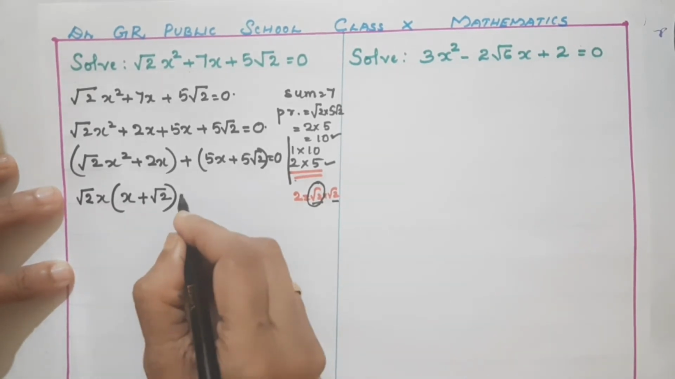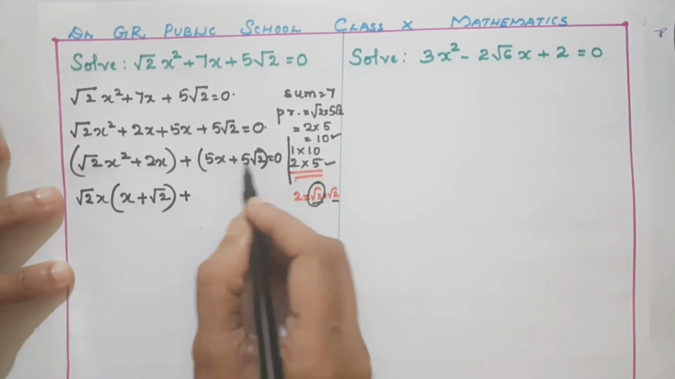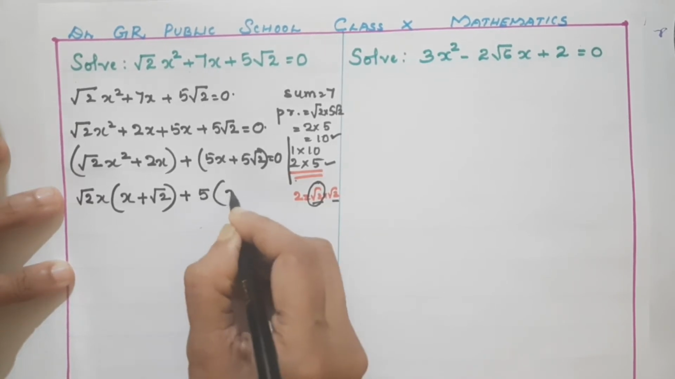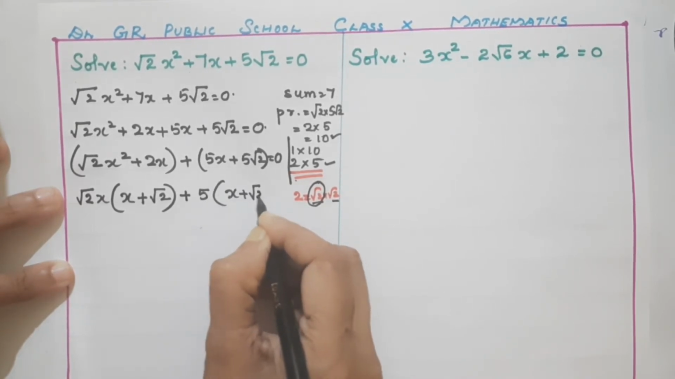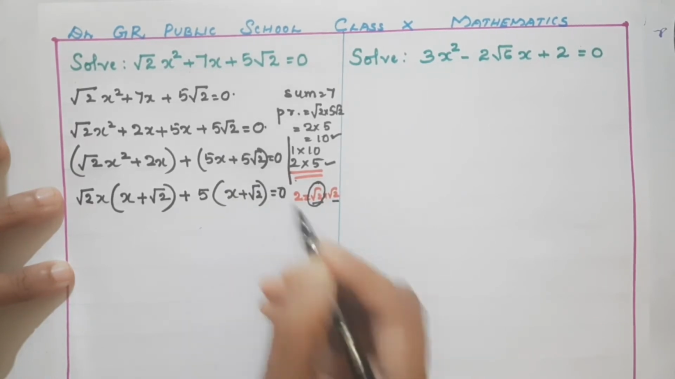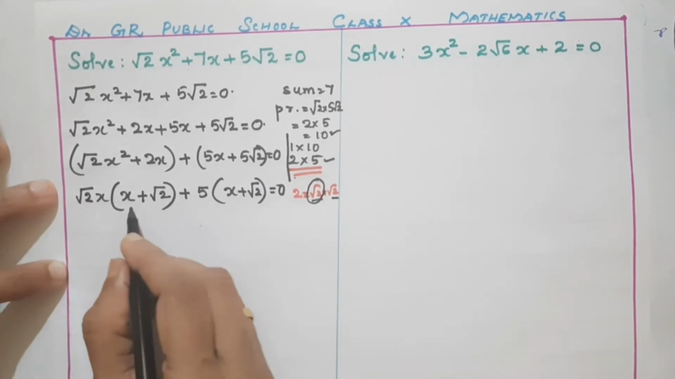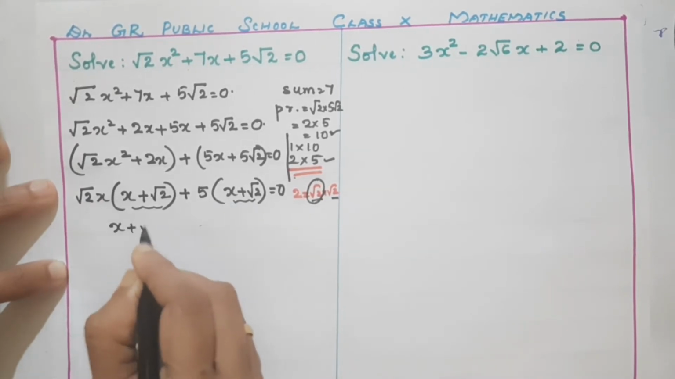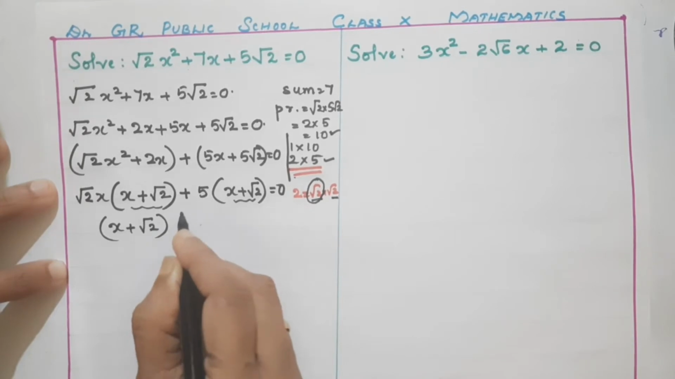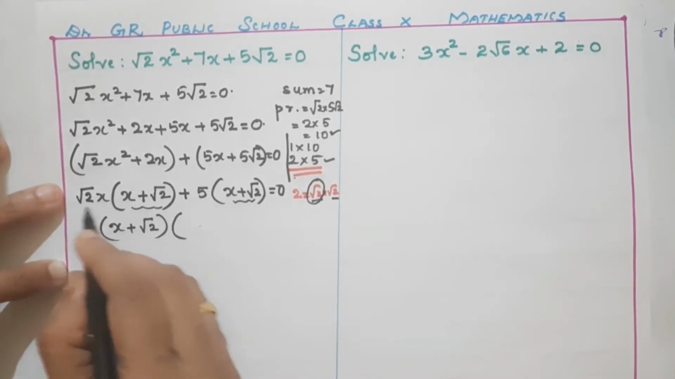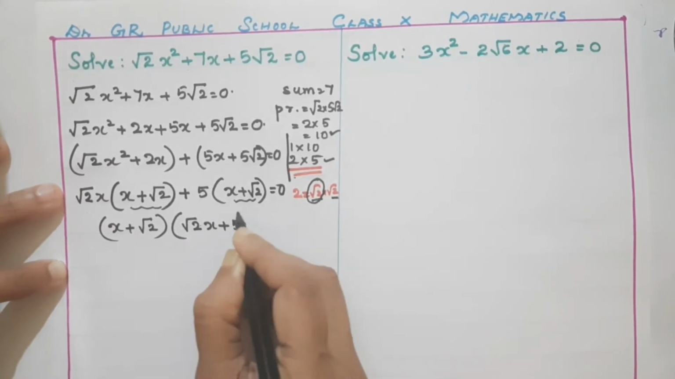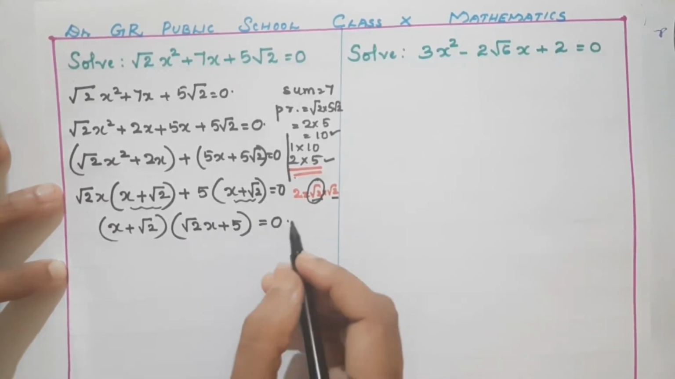Now plus. Here what we can take common factor? Here 5x plus 5 root 2. So 5 is common. Remaining x plus root 2. Isn't it? Equal to 0. Now which is common? x plus root 2, x plus root 2 common. So x plus root 2 common. Remaining root 2x plus 5 equal to 0.